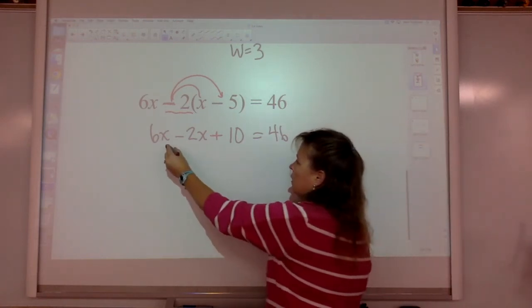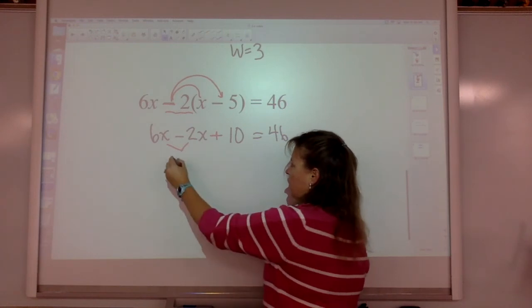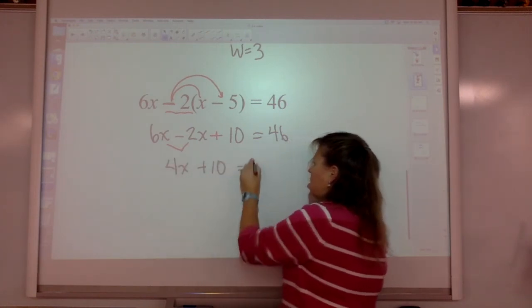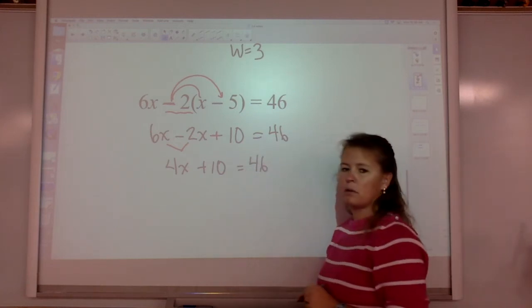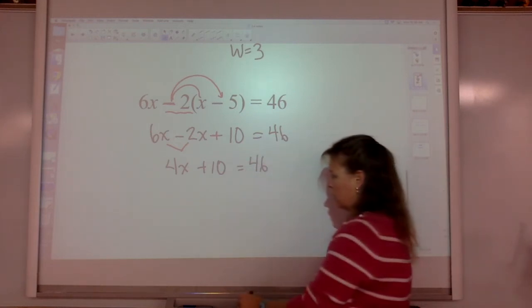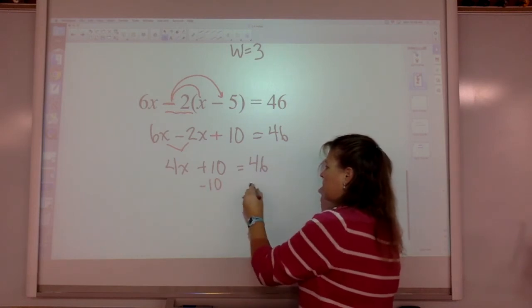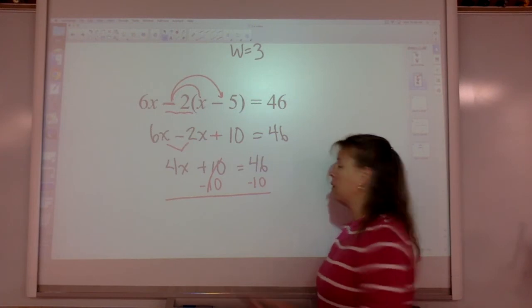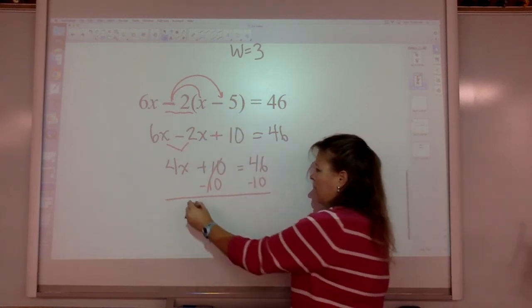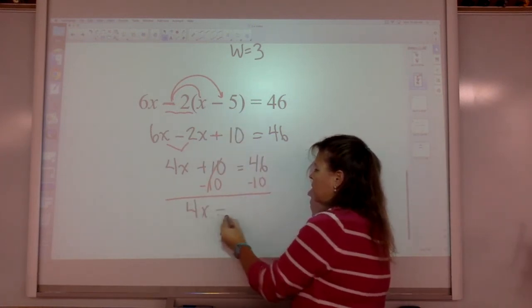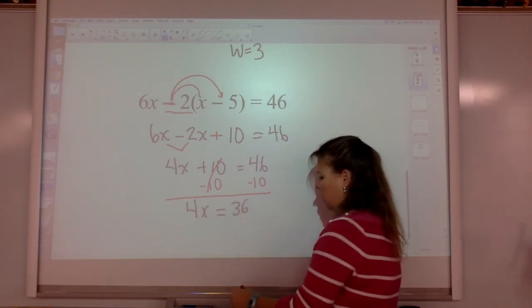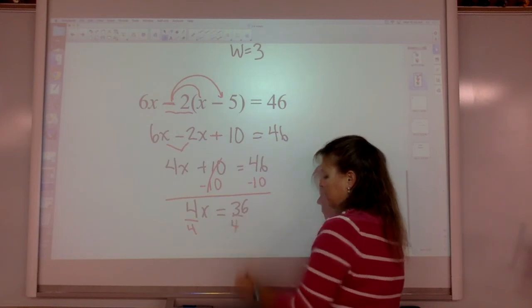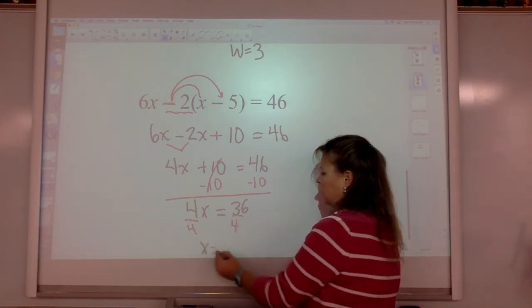Then from here on out, we combine like terms and get 4x plus 10 equals 46, and we're right back to a previous lesson of 2-step solving equations. Minus 10, minus 10. But as you can see, as these problems keep getting longer and longer, you definitely don't want to make a mistake all the way back up at the beginning, because it's going to throw off your whole problem, and you've done all these steps for nothing if you just miss that negative up there. Divide by 4, you end up with x equals 9.